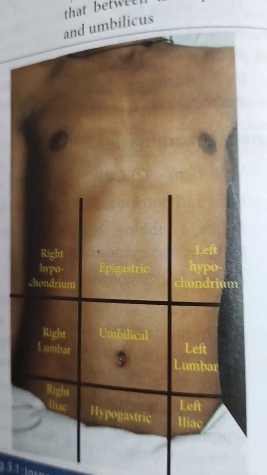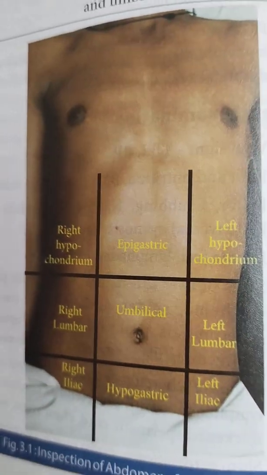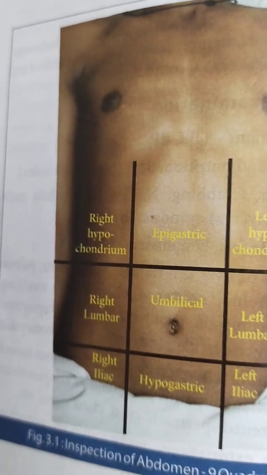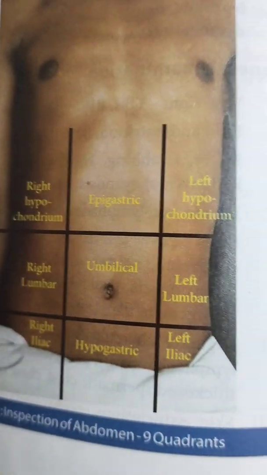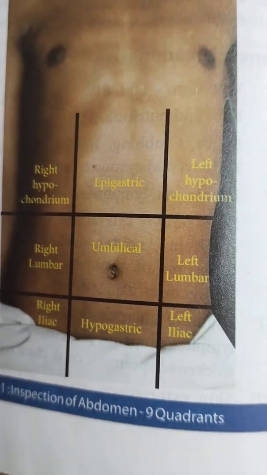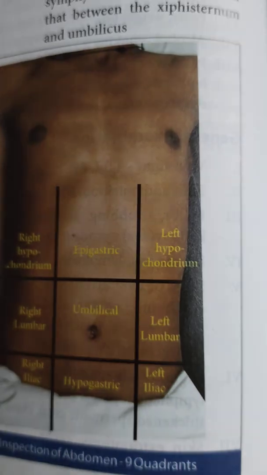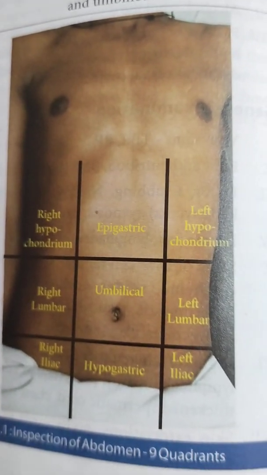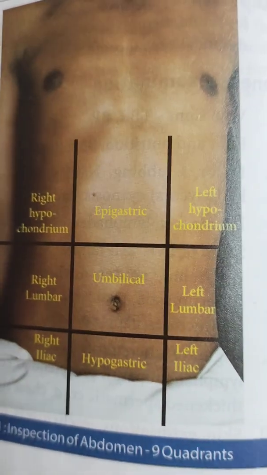The other complication in the right and left iliac region pain is usually hernia, which is seen in most of the male patients, and occurs due to excessive carrying of weight. So this was the diagnosis based on the 9 regions or 9 quadrants of the abdomen.